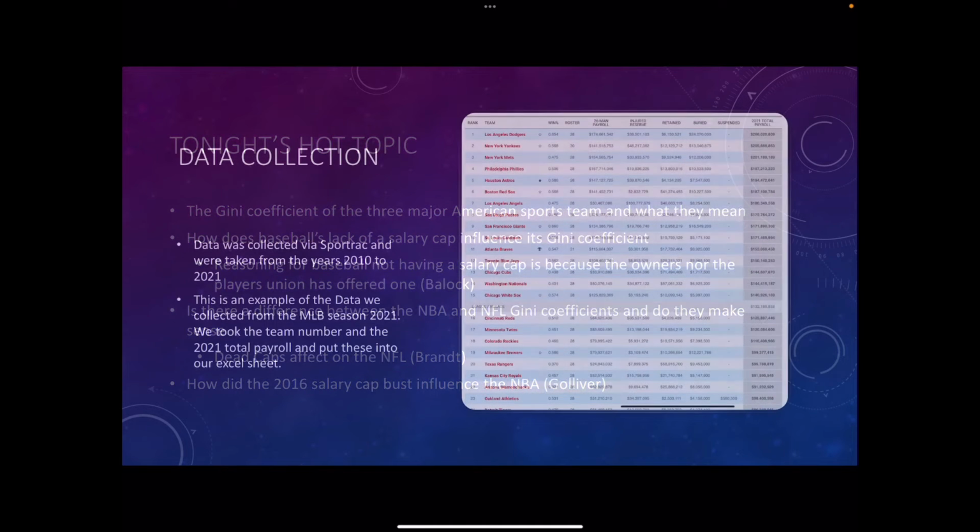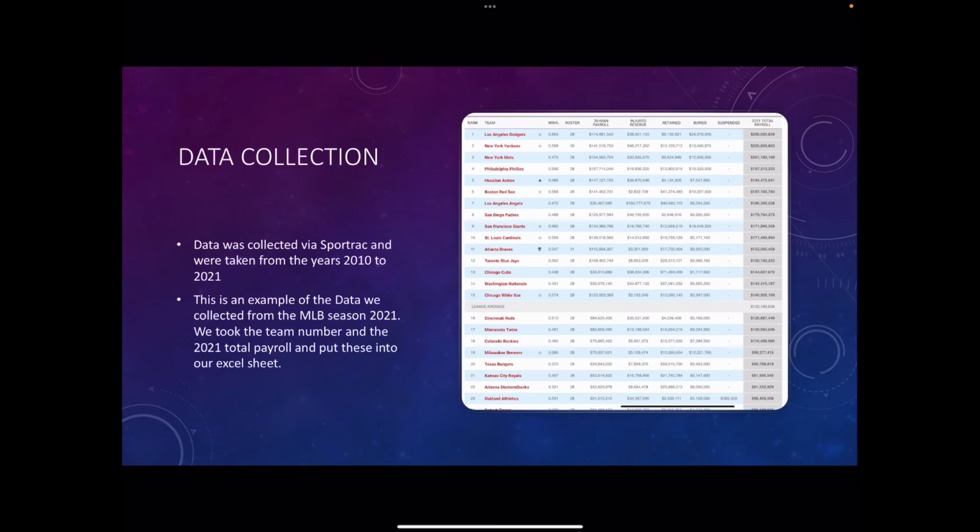For data collection, data was collected via SportRack and was taken from the years 2010 to 2021 for the three major sport leagues. And as well, in this example, the data was collected for the MLB season of 2021. We took the team number and the 2021 total payroll and put these into our Excel sheet.